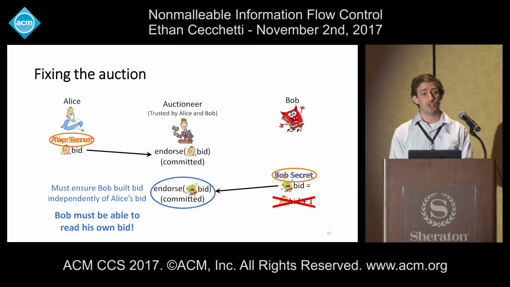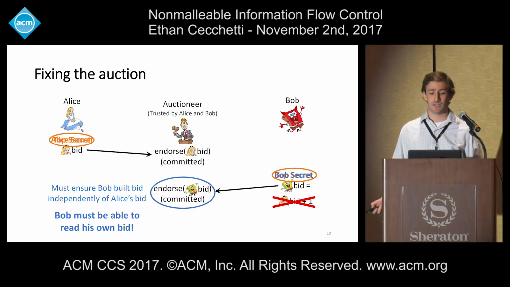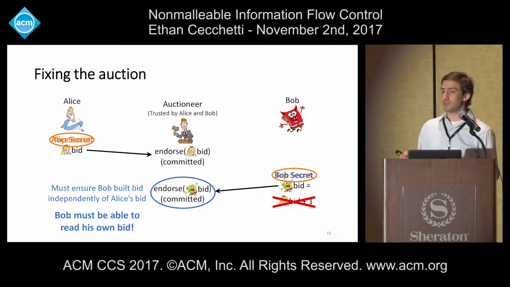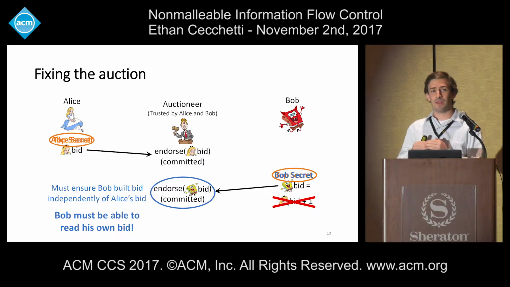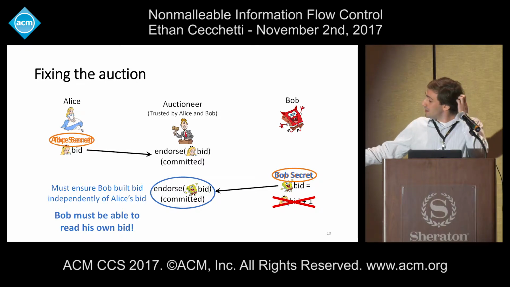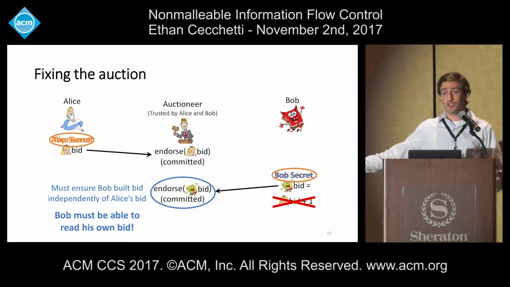So to enforce this, we need to change these two labels, and we need to make them less secret. Instead of them both being top secret, Alice's bid needs to be Alice secret, and Bob's bid needs to be Bob's secret. This means that the auctioneer can still read both bids, and both Alice and Bob can read their own bids, but they can't read each other's bids. This is, in some sense, very surprising because we've seen here that by simply increasing the confidentiality of the bids, we've damaged the security of our auction. That is a little bit counterintuitive, but it turns out to be very important here. And this prevents Bob from actually using Alice's bid.